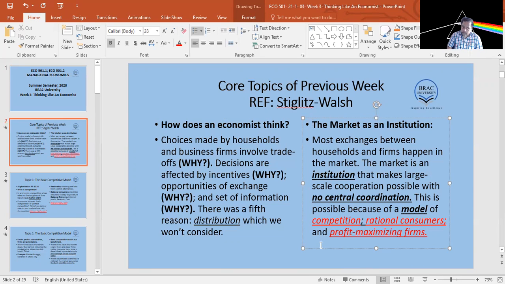And as we will see today, markets are based on competition, rational consumers, and profit maximizing firms. These three terms, competition, rational consumers, and profit maximizing firms, we have written in red ink because these are the things that we will start today's topic.